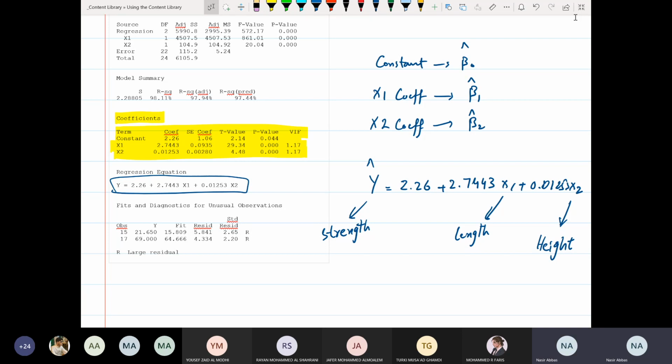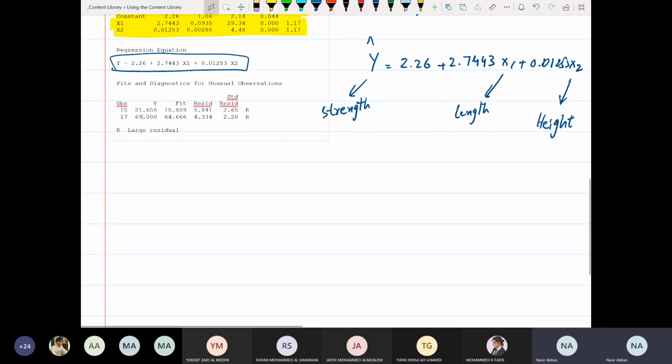Now we come to the interpretation part. How do you interpret these constants? Again, the interpretation is exactly the same. How do you interpret this 2.26, the intercept? Beta naught hat is 2.26. How do I interpret? The first thing I will say is this is only interpretable if there are practical meanings of x1 and x2 equals 0.